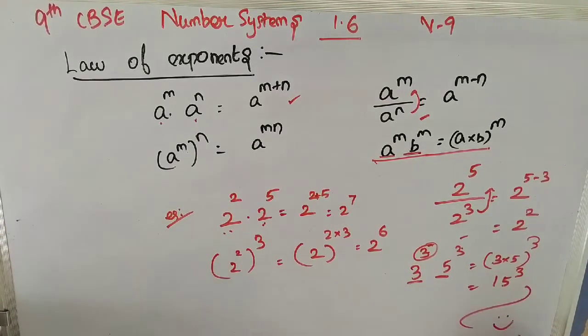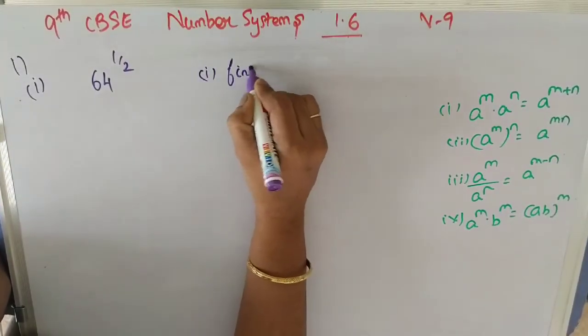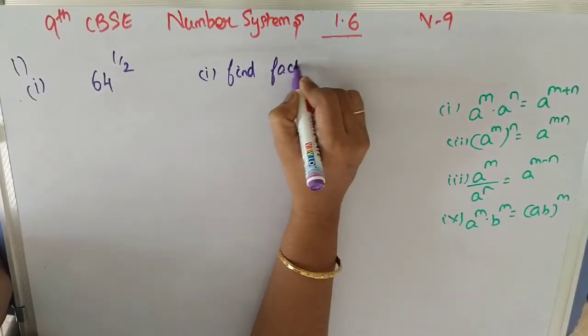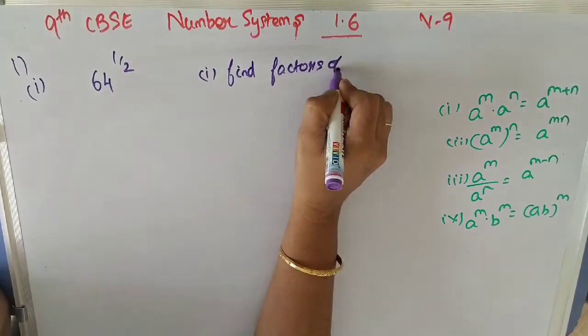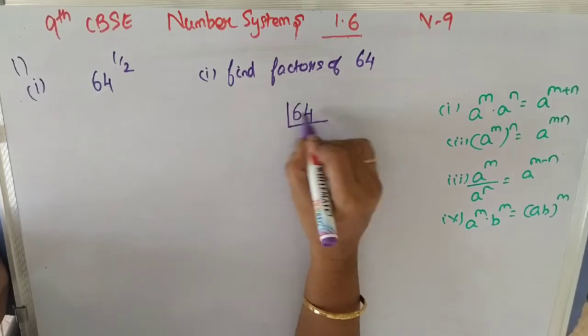Now let's go into the exercise. The first problem is, we have to find the value of 64 power 1 by 2. What should we do first? We should find the factors of 64. This is the first step we have to do.